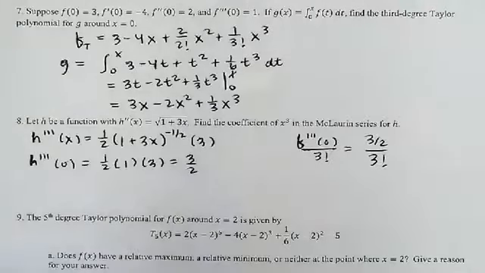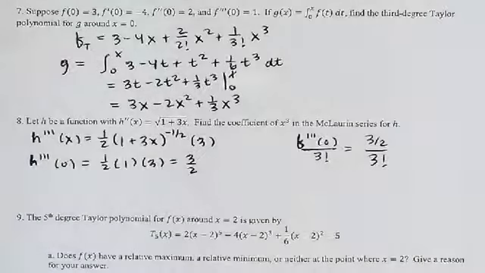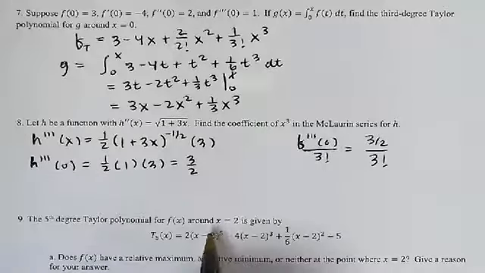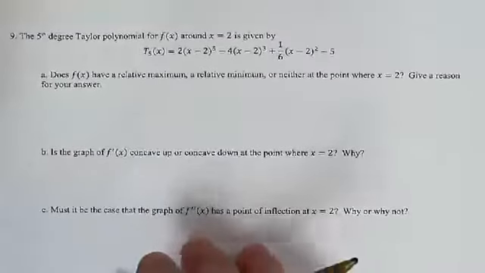The fifth degree Taylor polynomial for f around x equals 2 is that. Is there a maximum, minimum, or neither? Okay. Because we're only given information at the point x equals 2, we're going to have to use the second derivative test. It's going to be a must.